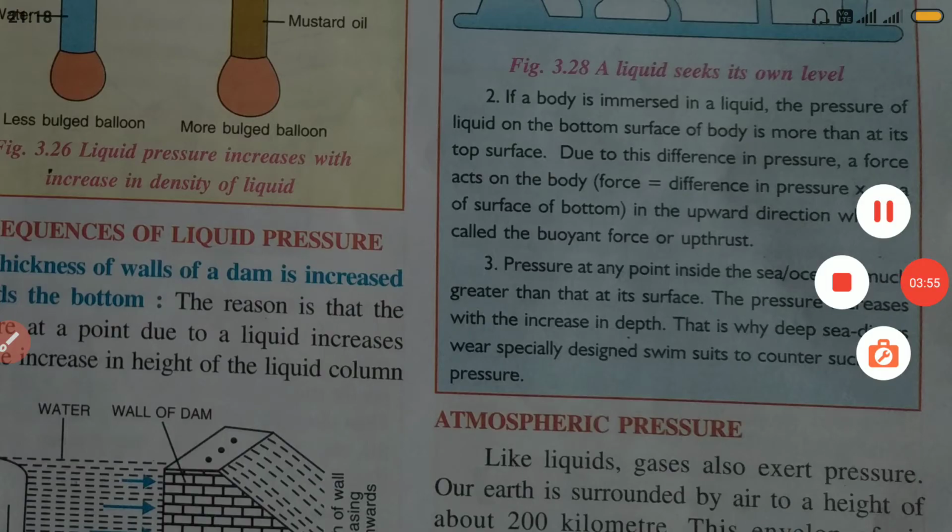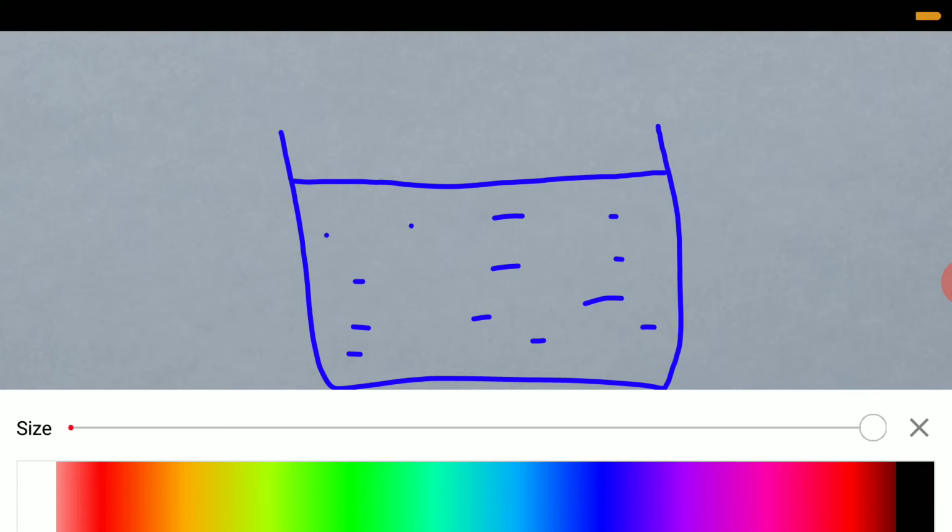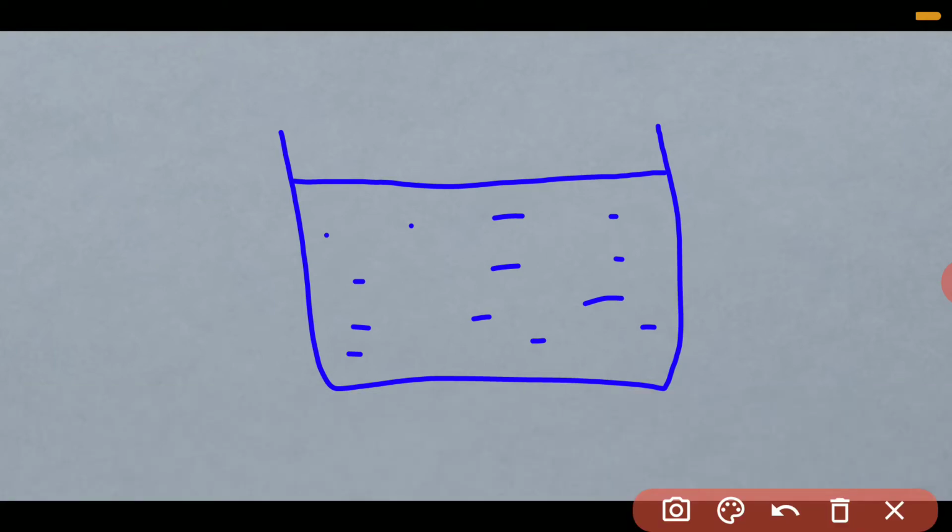I want to explain it on the plain paper. Suppose we take a container, and this container is filled with water or any kind of liquid, and in this container we are immersing one object. Let us immerse this object here, and when we immerse this object, it will feel pressure.